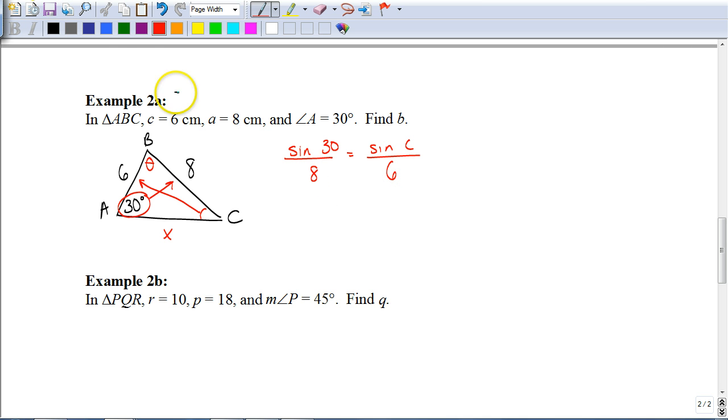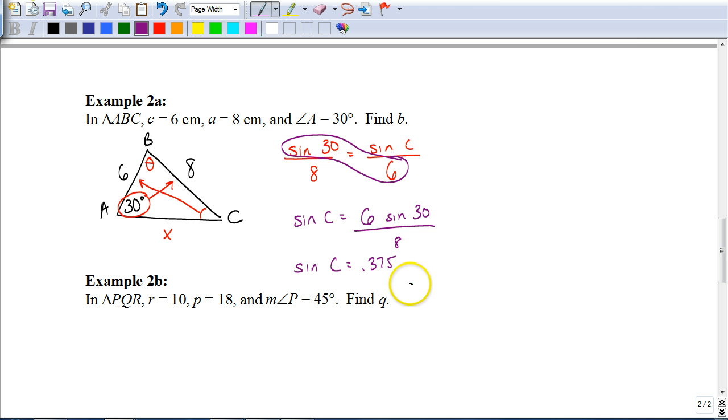So we can cross multiply. We take these two pieces and multiply them together, so it's going to be 6 times the sine of 30, divided by what's left over, which is 8. We're actually going to take the inverse sine of that. So when you work this out, we get sine of C is 0.375. Take the inverse sine of that, and we get that angle C is about 22 degrees. But that's not our answer. That's just that angle C is 22 degrees.